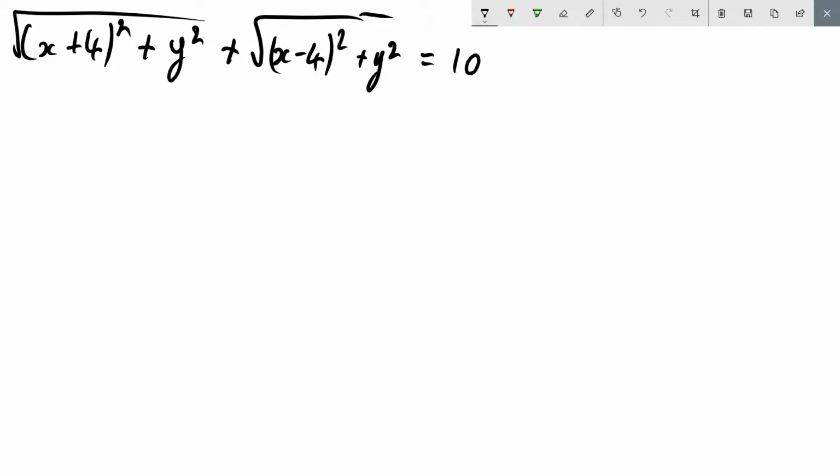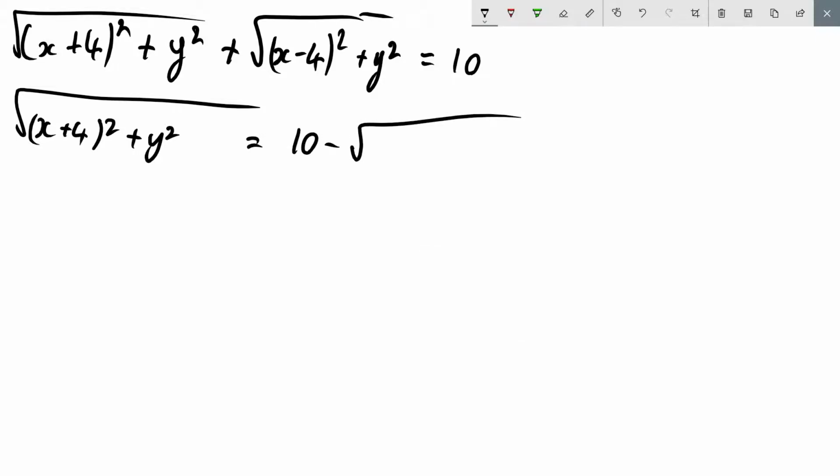So what I'm going to do is get this first term and put it over here. So what we'll have is the square root of (x plus 4) squared plus y squared is going to equal 10 minus the square root of (x minus 4) squared plus y squared. I'm now going to square both sides. Now, this side is easy enough. It's going to be (x plus 4) squared plus y squared.